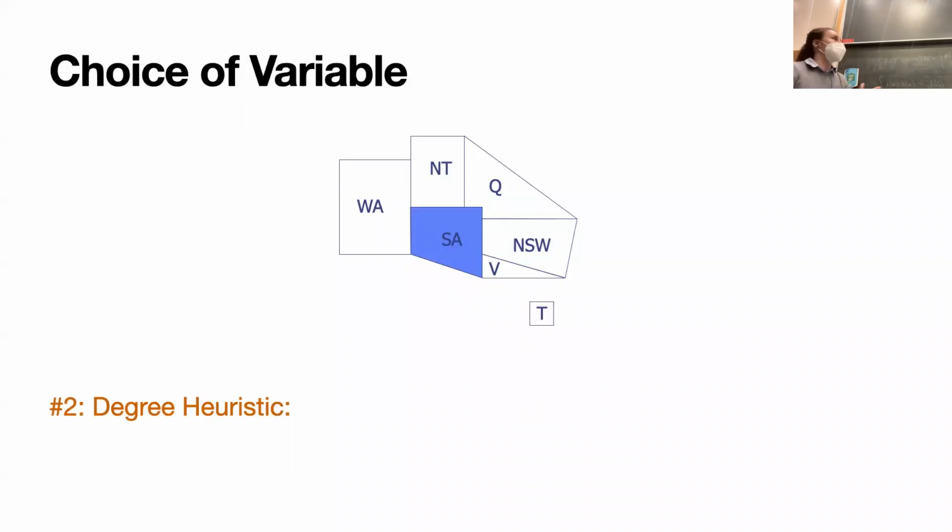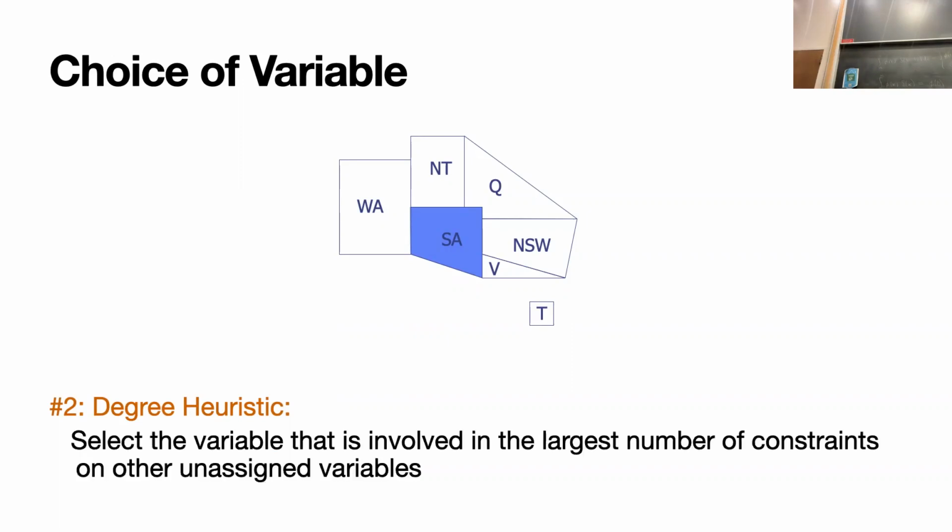But if we're thinking about the choice of variable, one other thing we might want to think about is what is called a degree heuristic. So first we talked about the most constrained variable. Now we're talking about this idea of a degree heuristic. This is where you select the variable that is involved in the largest number of constraints on other unassigned variables. Okay, why is it called degree heuristic? Because again, it's a variable that is connected to the highest degree. It's connected to the largest amount of constraints on other unassigned variables. Okay. Any questions on this? I know that these are very simple examples, but we'll get to some more complicated ones a little bit later.